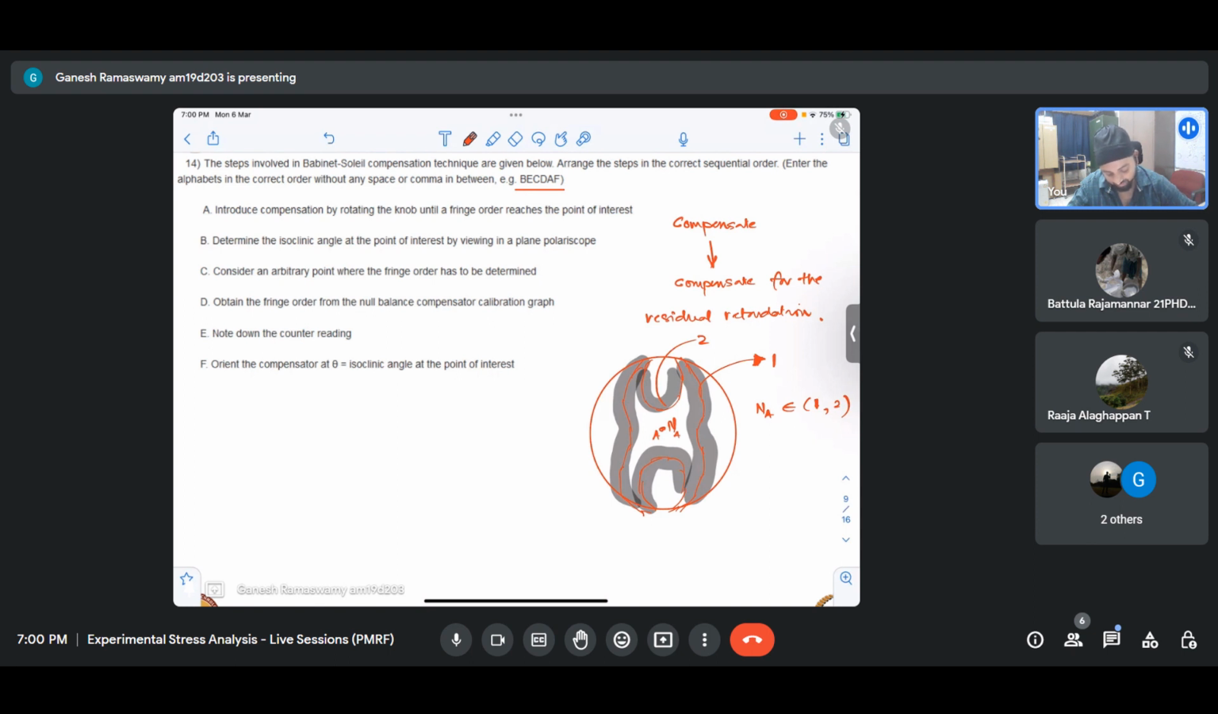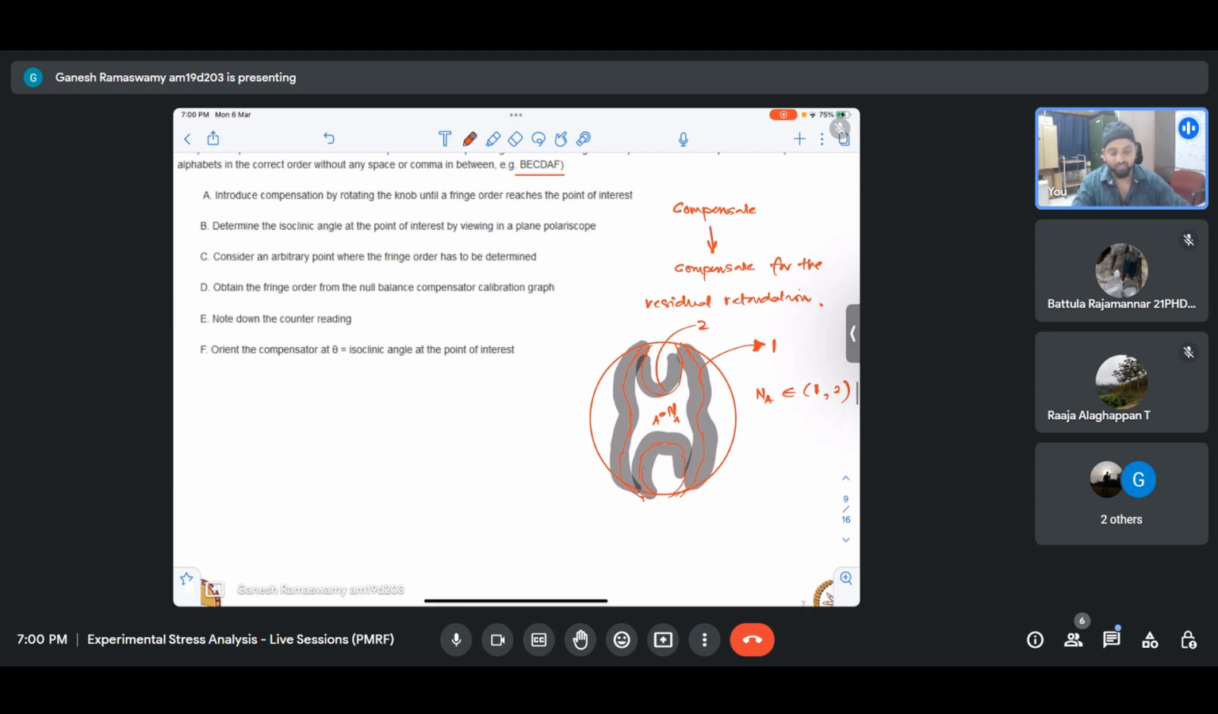So essentially, although the first step is finding out the isoclinic angle, we must know where we have to find out the isoclinic angle. So naturally, we consider an arbitrary point where we want to find it, which happens to be the first option. Once we have found the arbitrary point, we should first determine the isoclinic angle at that point, which is given in B. Now, using a plane polariscope arrangement, we have determined the isoclinic angle at that point.